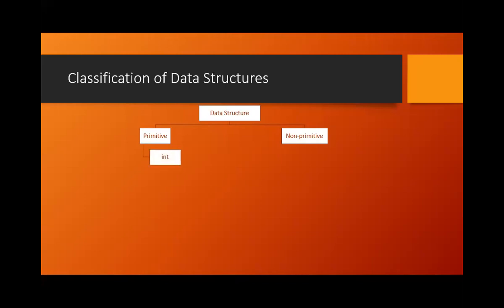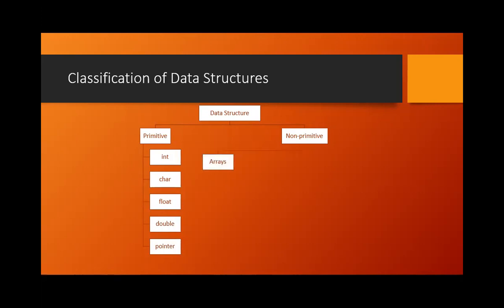In primitive, we can have a sub-classification or an example. So we have int. Can you guess what could be the next one? Char, float, double, right? And we have one more entry under the primitive, that is pointer. So in primitive we can have 5 different types: integer, character, floating point. Then in floating point numbers we can have 2 sub-classifications, that is float and double, and then a pointer.